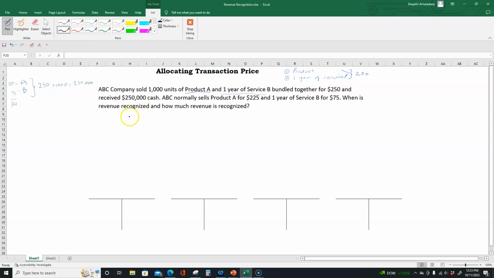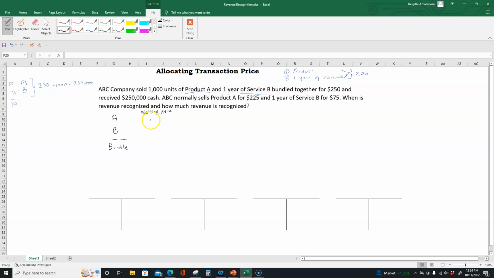Your first step to solve this would be to list out the products, the separate products. So we know that we got product A, we've got product B, or actually it's a service, and then we have the bundle. So you're going to set up your answer like this. In the first column, you're going to list out the selling price or fair value, depending on what they have given you. So selling price or the fair value of A, B, and the bundle.